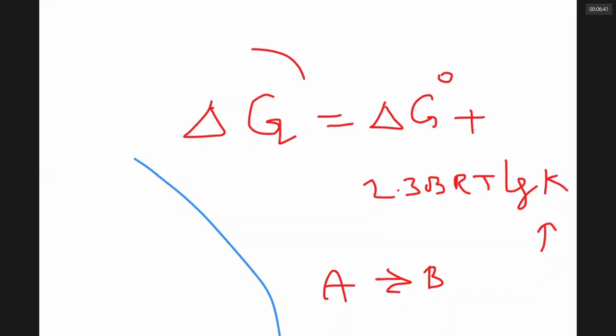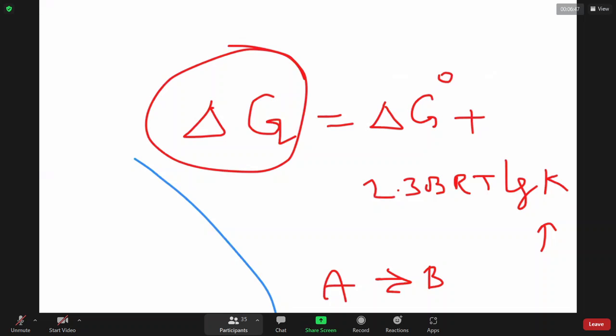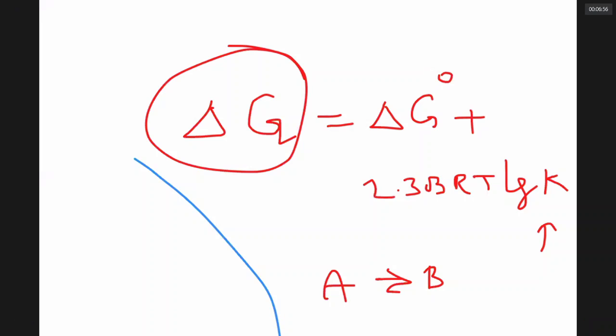Sir, fundamentally, what is delta G? Delta G is the useful part of the energy in a process that is carried out at any temperature other than 298 and any pressure other than 1 atmosphere.